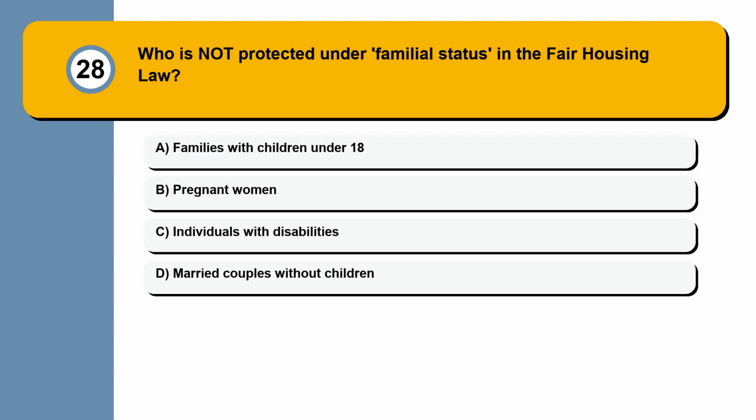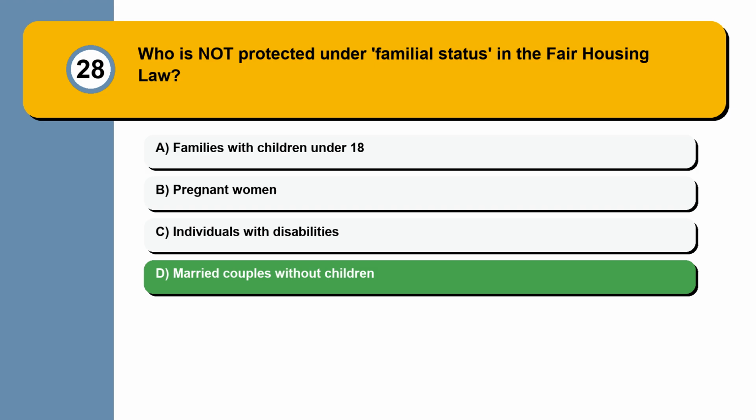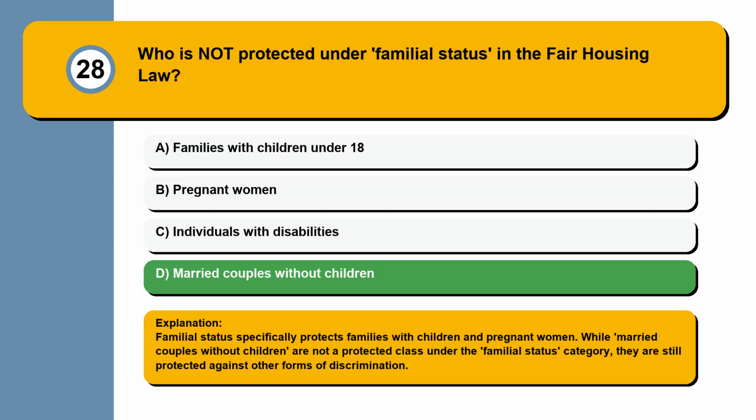Question 28. Who is not protected under familial status in the Fair Housing Law? Families with children under 18, pregnant women, individuals with disabilities, married couples without children. Familial status specifically protects families with children and pregnant women. While married couples without children are not a protected class under the familial status category, they are still protected against other forms of discrimination.